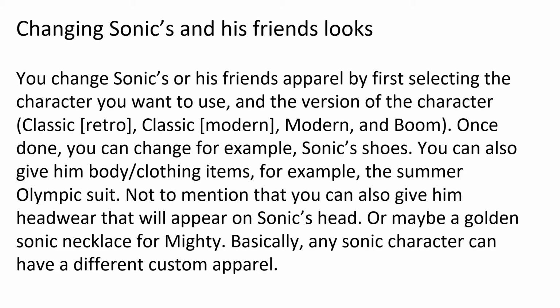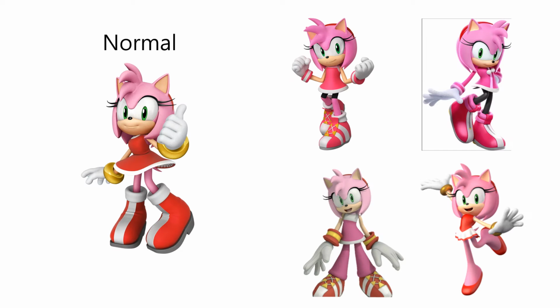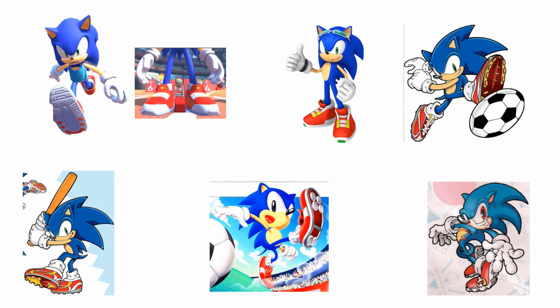Not to mention that you can also give him headwear that can appear on his head, or you can give a golden Sonic necklace for Mighty. Basically, any Sonic character can have different custom apparels. Here are some outfits for Tails. Also, I may have said that Tails was a rat or a rodent, but he's actually a fox. Here are some apparel items for Amy, and some character customization for Sonic himself.